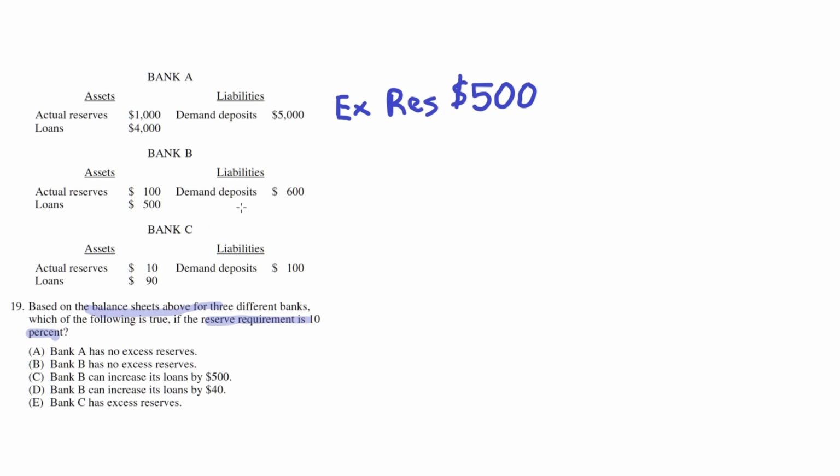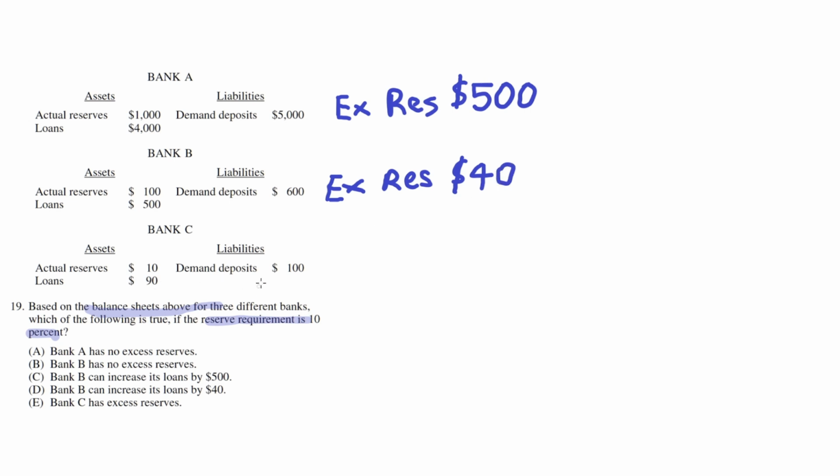Then for Bank B, if the reserve requirement is also 10% and their demand deposits are 600, therefore their required reserves is just 60. So if their total reserves is 100, then 100 minus 60 is 40. So their excess reserves is 40. Excess reserves for Bank B is $40.